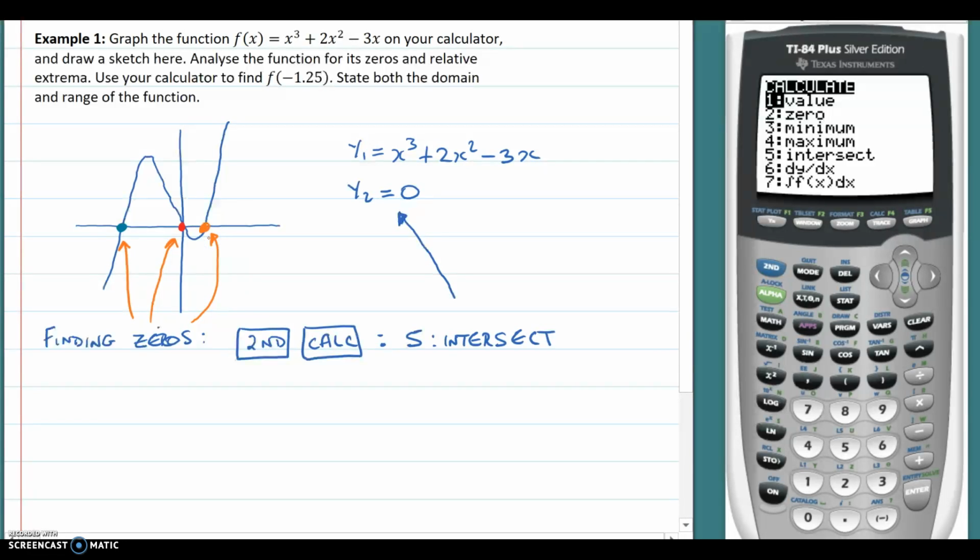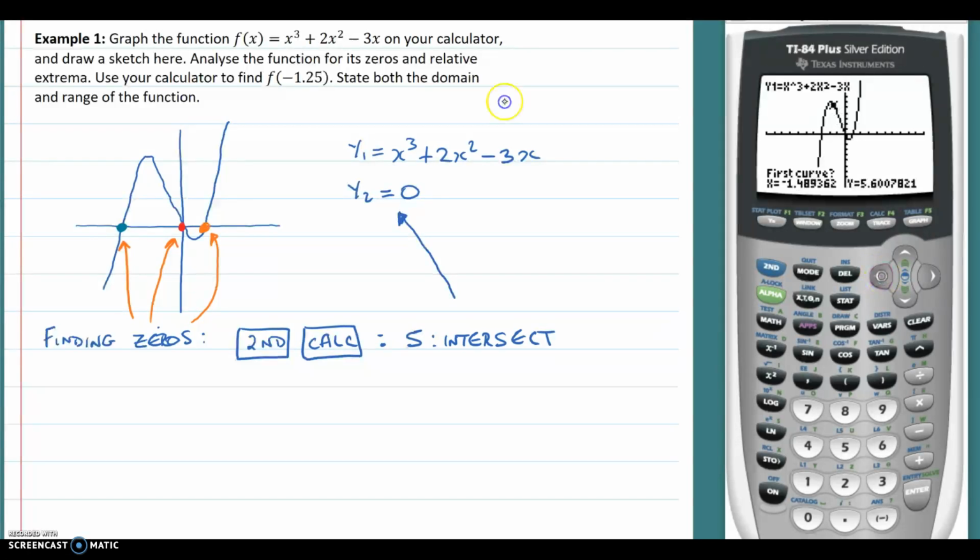And now we're going to hit 5 for intersect, and let's move the first one to the green. Okay, so we'll move our flashing cursor over close to where I have drawn the green dot here, and press enter 3 times, once, twice, 3 times, and you're told that x is equal to -3. Okay, so for that first one, x is equal to -3.